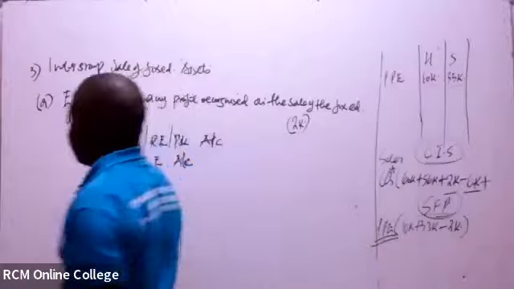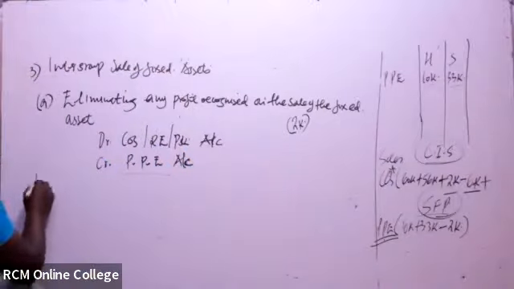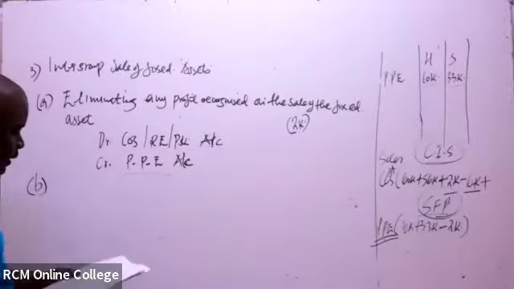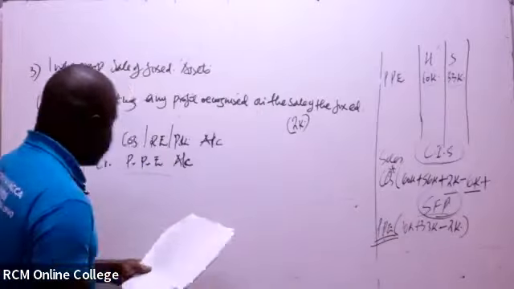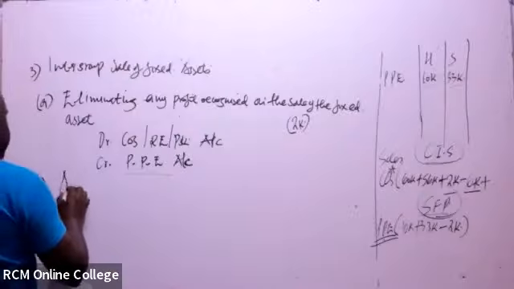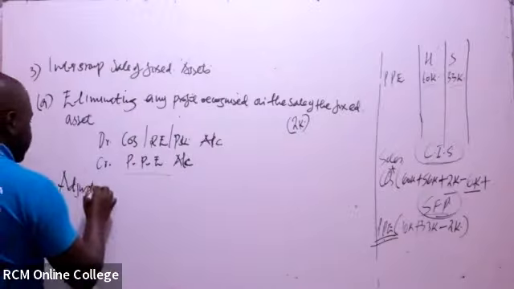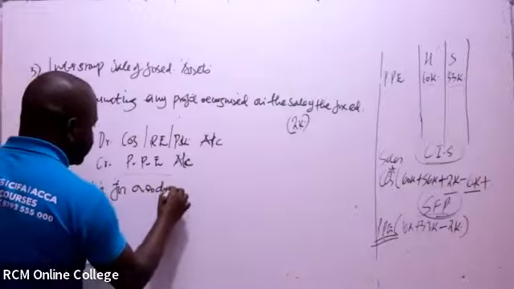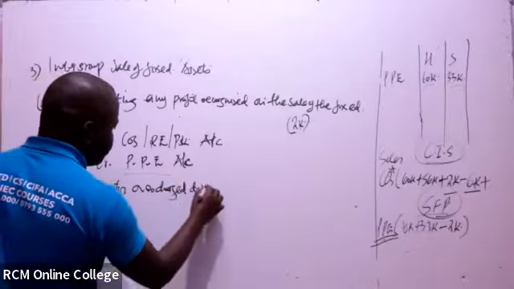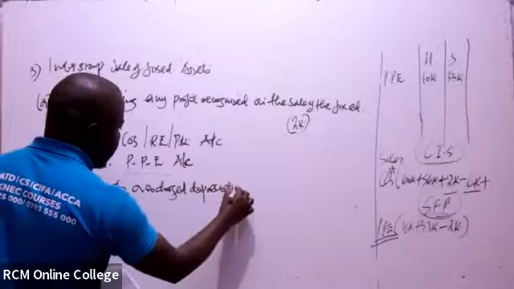So number B, you can write number B here. There can be another adjustment. So you can write adjusting for overcharged depreciation. Adjusting for overcharged depreciation.